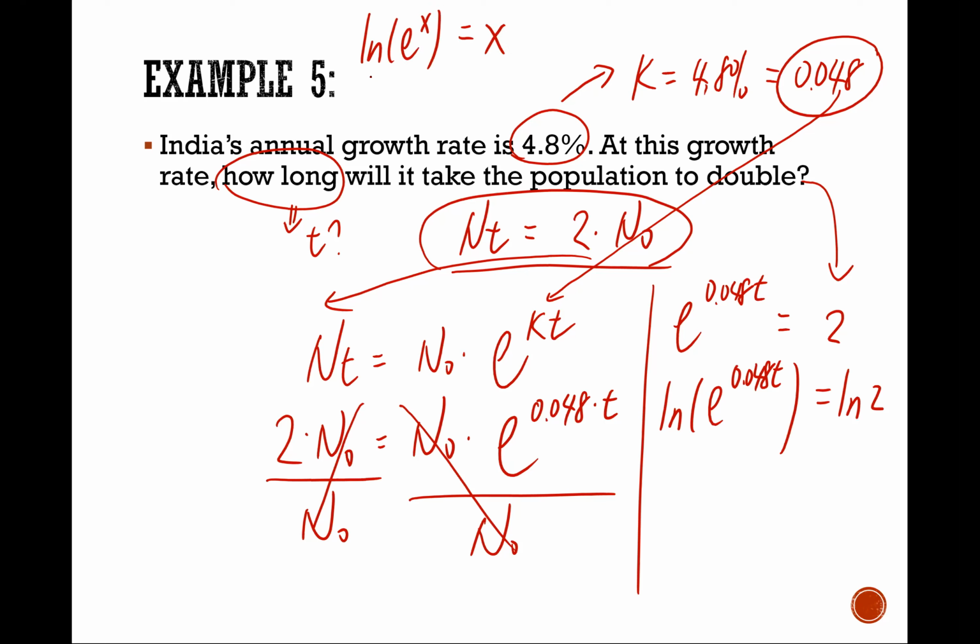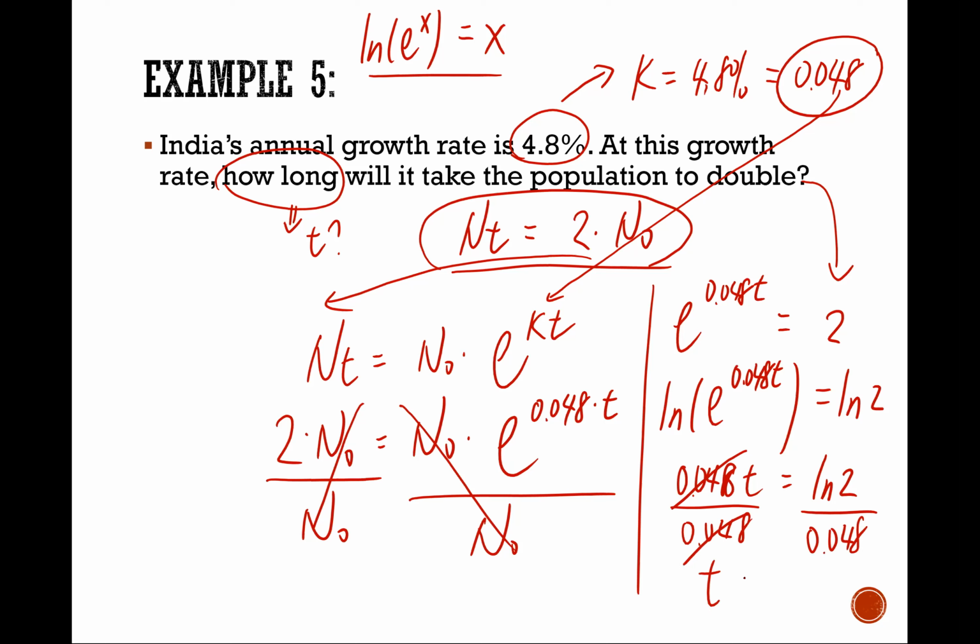Right? This is one of the properties in the logarithm field. Okay, so we offset that, so we end up with 0.048 t equal to ln of 2. Then eventually we're just dividing both sides of the equation by 0.048. Then we come up with the time t we try to solve for. So the constant can cancel, and t is by itself.